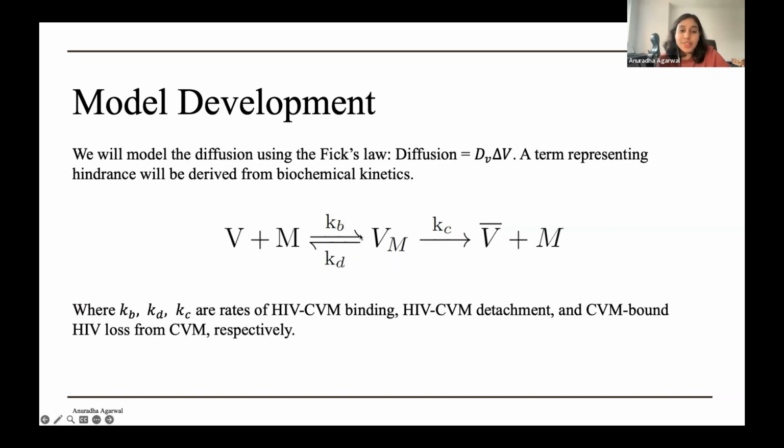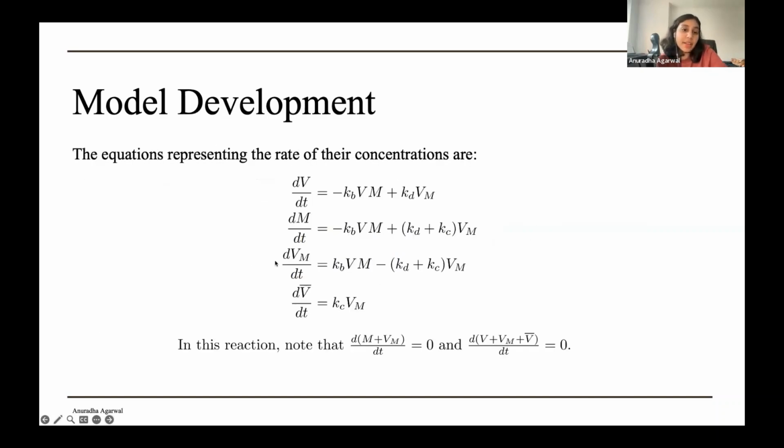Anything that goes to the other side gets a negative sign. The one that's getting added gets a positive sign. The one thing to take away from here is that the change in the number of virus particles with respect to time is 0, and the change in the number of mucus sites with respect to time is also 0. So that is why we have d of total m by dt is 0 and d of total v by dt equals 0.